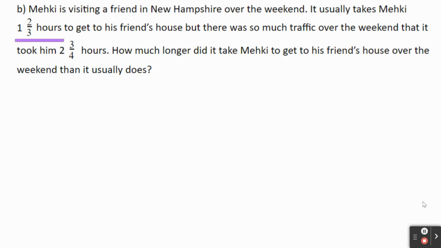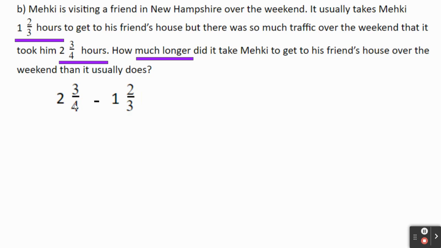Well, we can see that it normally takes 1 2/3 hours, but this time it took 2 3/4 hours. We're trying to figure out how much longer it took, so we're going to be subtracting these fractions. We're going to first write 2 3/4 hours because this is the longer amount. We're going to subtract 1 2/3 hours. We can see that our denominators are not the same. So we need to create equivalent fractions so that we have common denominators.